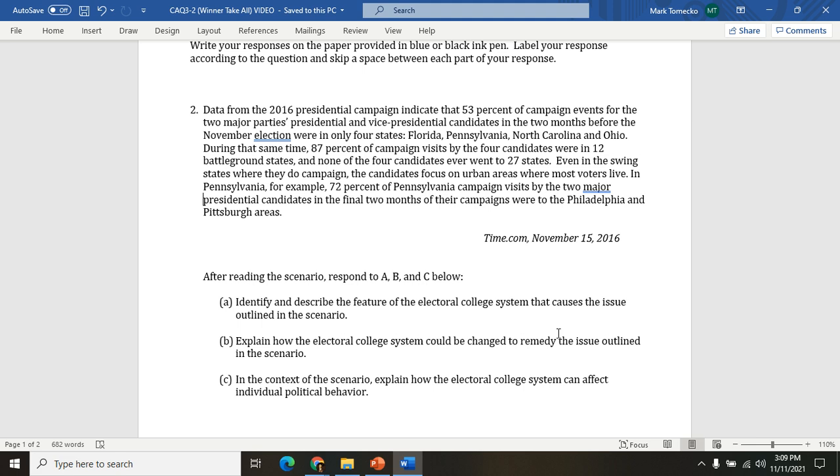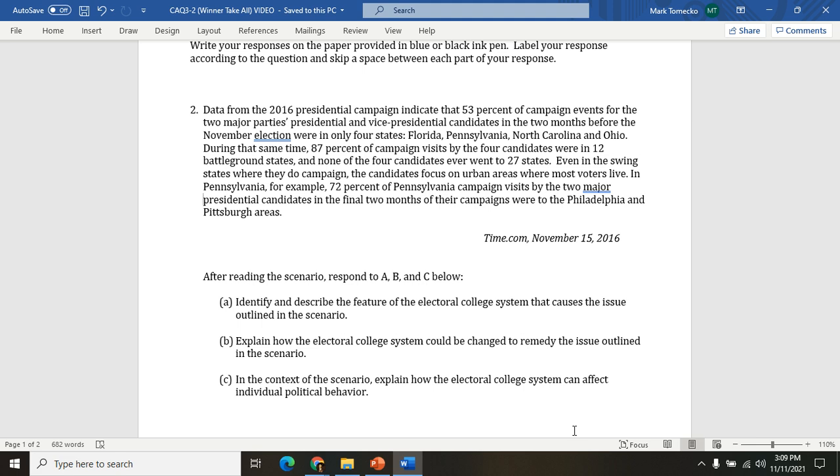You don't want to lose sight of that issue, because notice part A and B both talk about the issue outlined in the scenario. So once you figure out what that is, note it, because you're going to keep referencing it. Now, let's get back to the questions. A says, what feature of the Electoral College system causes this issue? And hopefully you understand this and see this.